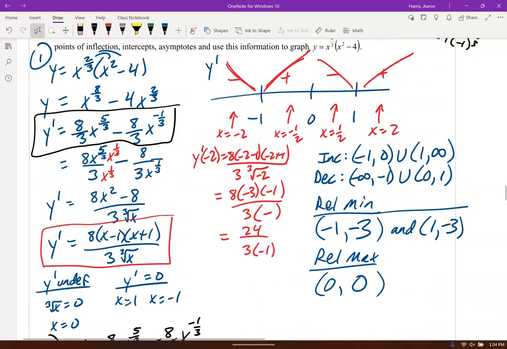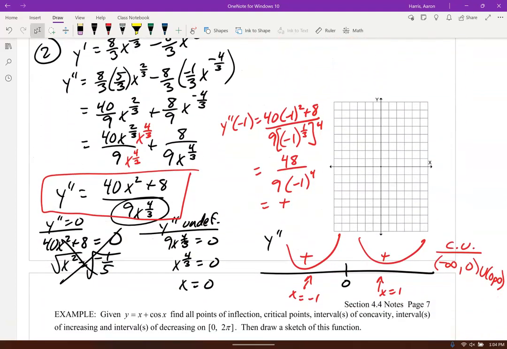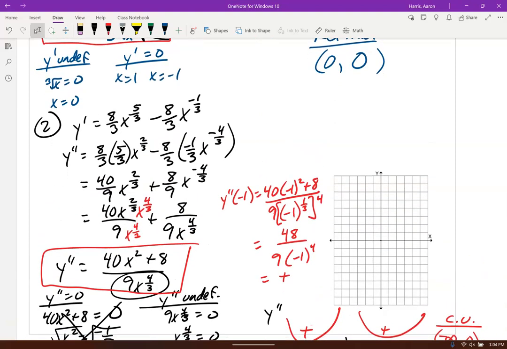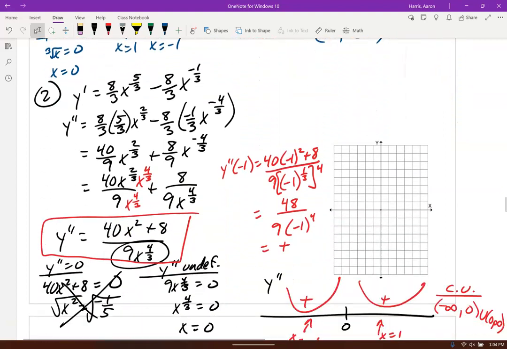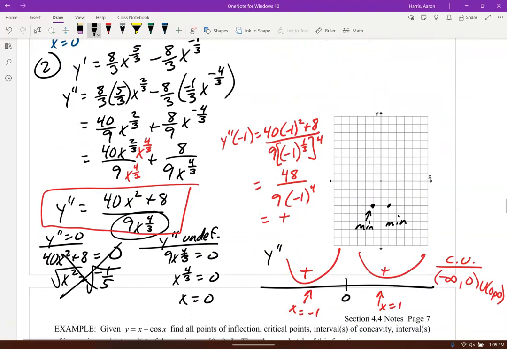But 0 is not defined in the derivative, right? So you have some sort of sharp point there at 0. All right, let's put it all together, and let's use our relative min, -1, -3. -1, -3 is your relative min. The other one was 1, -3, which was also a relative min. Relative max was 0, 0.